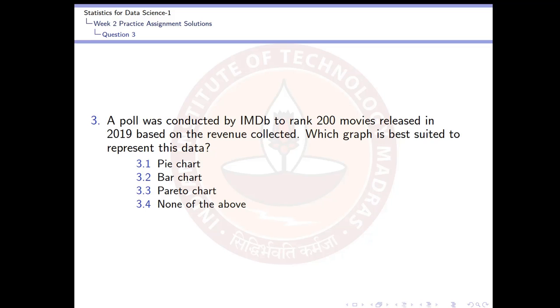Whenever we want to compare the frequencies of different observations of a variable, then most frequently we use bar chart or Pareto chart, because in the pie chart, area represents the frequencies, while in the bar chart and Pareto chart, length of the bars represents the frequencies. And we know that length is easier to compare than area. So for comparing the frequency, we most frequently use bar chart or Pareto chart.